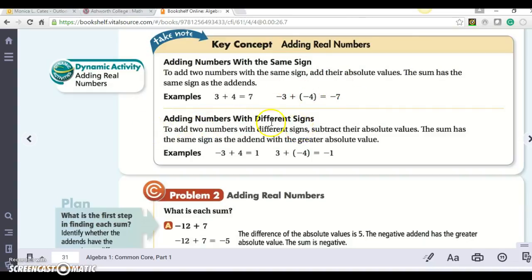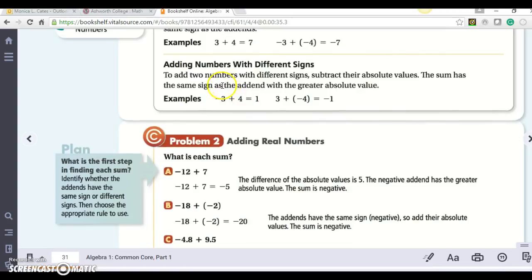Adding numbers with different signs. To add two numbers with different signs, subtract their absolute values. The sum has the same sign as the addend with the greater absolute value. So, for example, I have -3 plus 4. Well, these have different signs. The larger number in absolute value is 4. So 4 minus 3 is 1. And so it's going to take the sign of this 4, which is going to be positive.